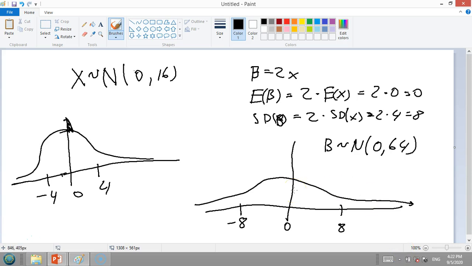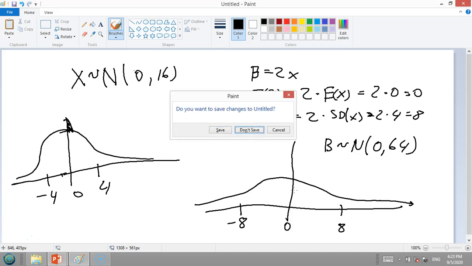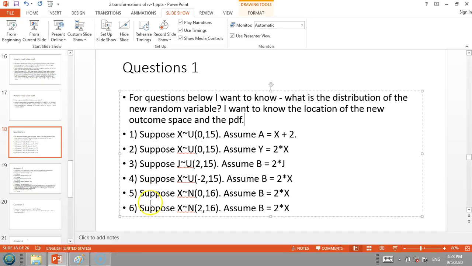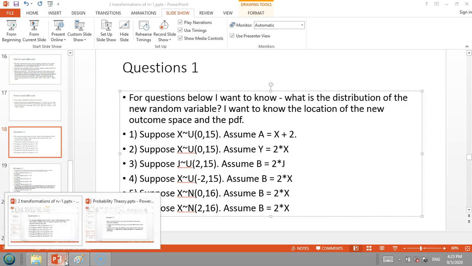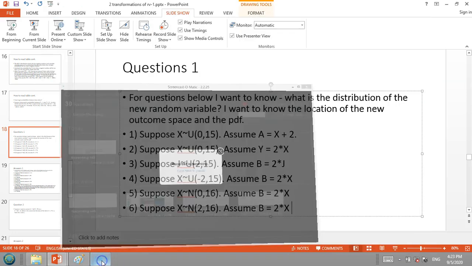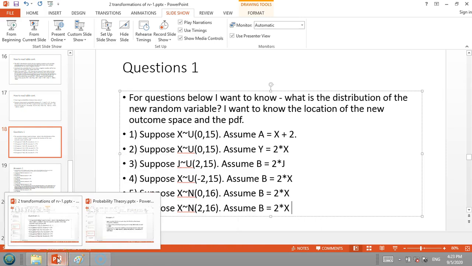Let's move on. Suppose X is normal with mean 2 and variance 16, and B is again 2 times X. So a lot of transformations here. You guys are getting the logic of this, right? We're getting the logic. So again, it's going to be twice as spread out as before.